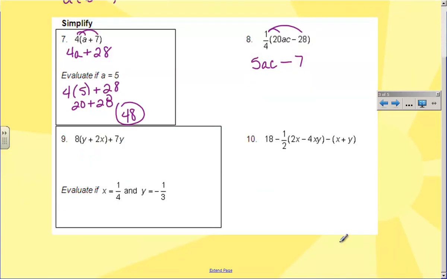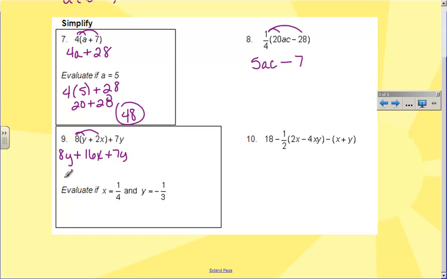Now, 9 and 10 are a little more difficult. And 9 involves these fractions when you evaluate, and then, like I said, we shouldn't let them upset us. And then 10 involves some negatives, so I want to make sure we hit them both. So we're going to distribute first because we have to. So 8 times y becomes 8y. 8 times 2x becomes 16x. And then you have this plus 7y that goes down here.